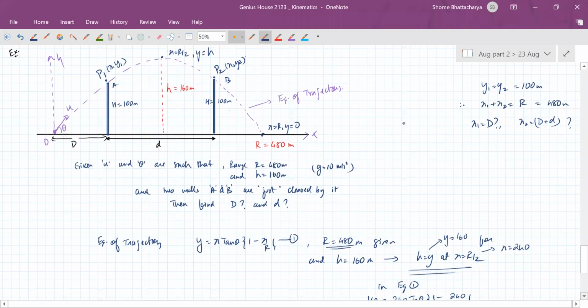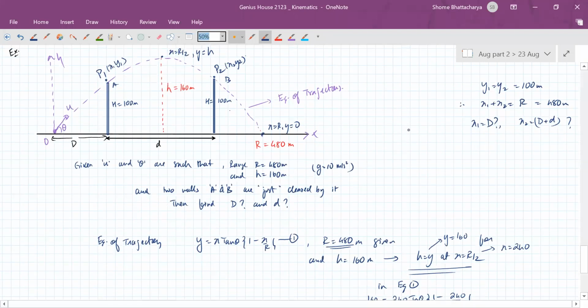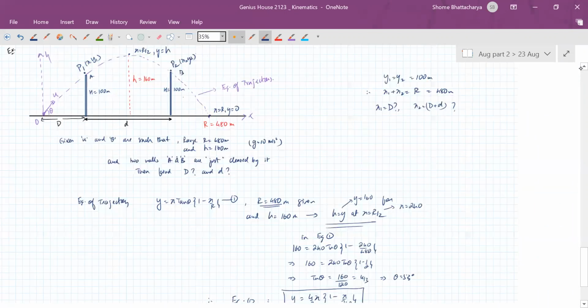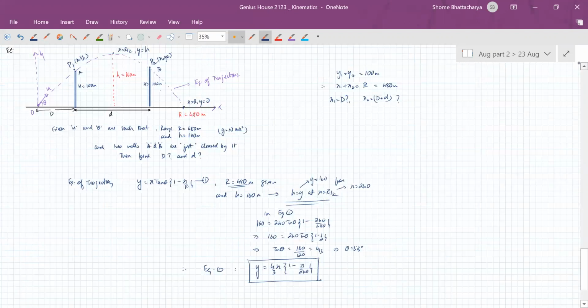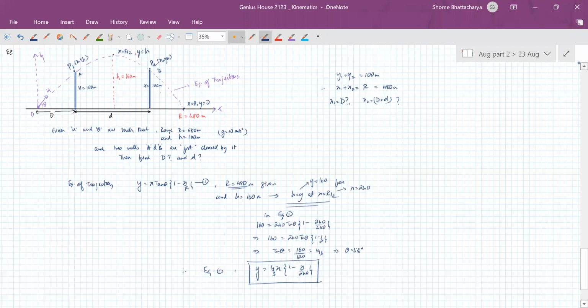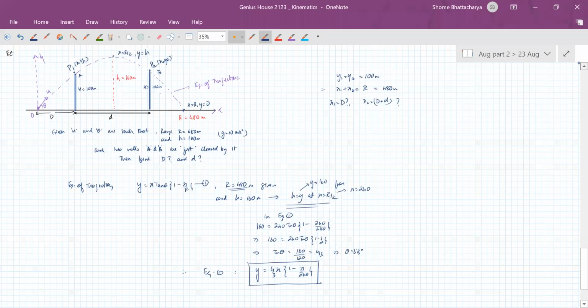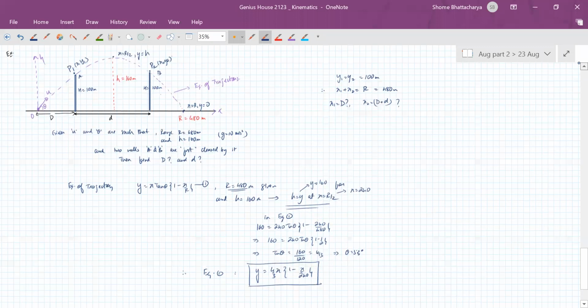So I'm just minimizing this a little. Sir, we can also just find sine theta and substitute in any equation. Sine theta from the tan theta equation, for maximum height. Yeah, you can do that also. Yes, you can work with those fundamental equations also. Sine theta, cos theta.